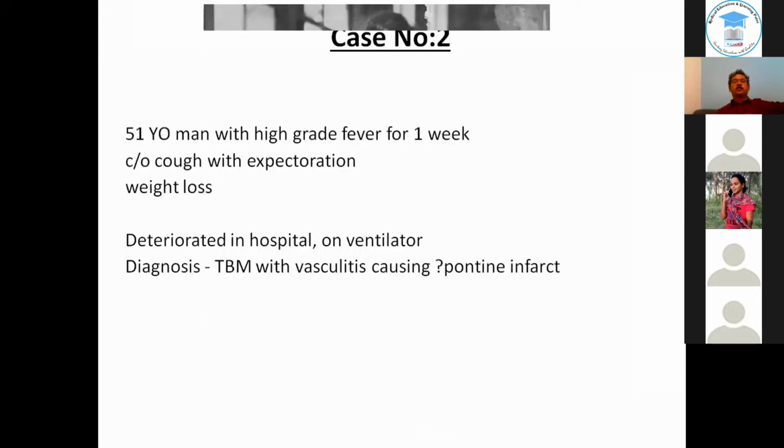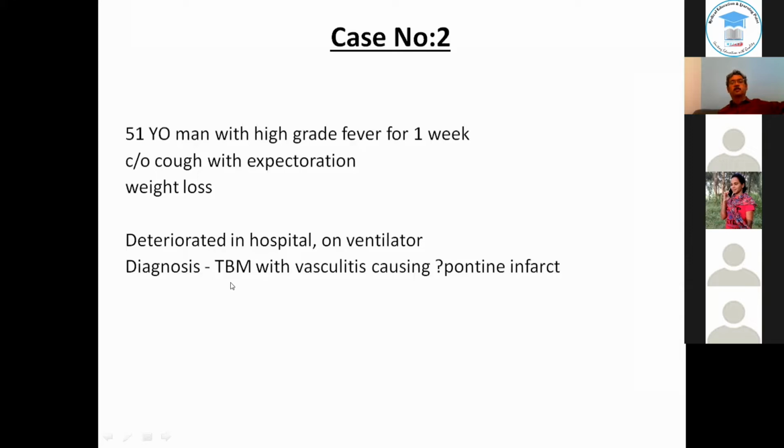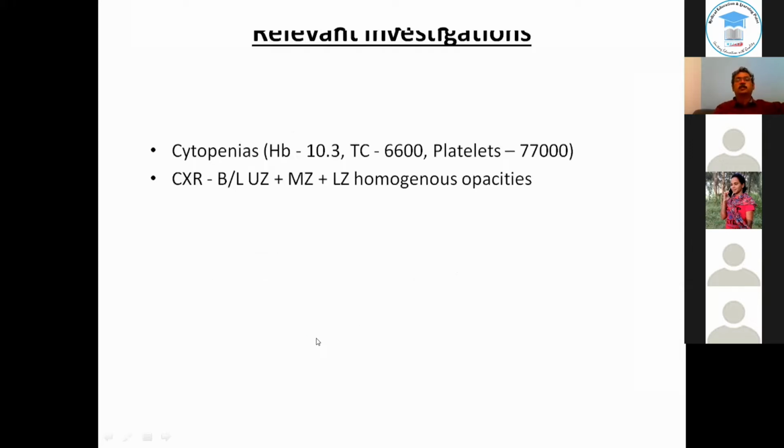The next case is a 51-year-old chappie with high-grade fever for 1 week, cough with expectoration, and weight loss. He was admitted and deteriorated in hospital. Then the impression was he had tuberculous meningitis. He had cytopenias and he had homogeneous opacities on chest X-ray.